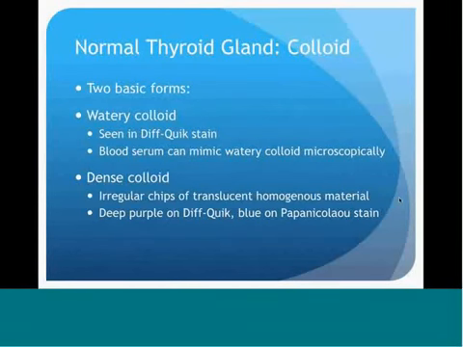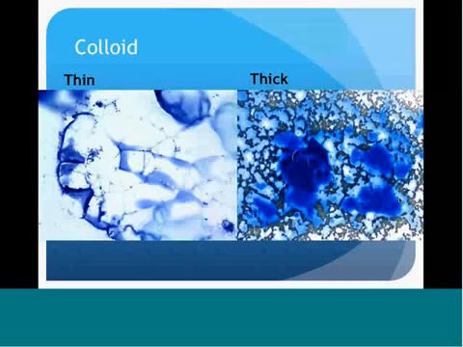it's colloid. You also see dense colloid, which looks a little bit more thick, and it looks irregular in shape. It's translucent, homogeneous material. There are no nuclei that you can see in colloid.